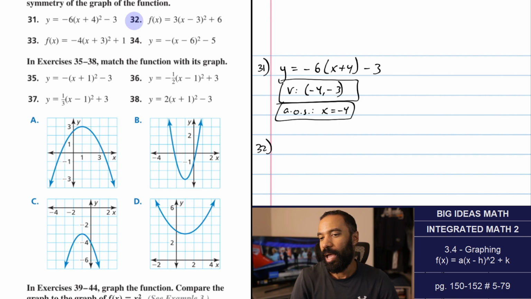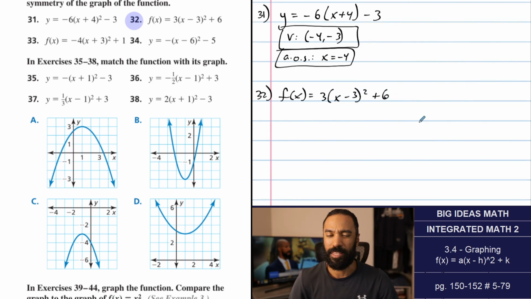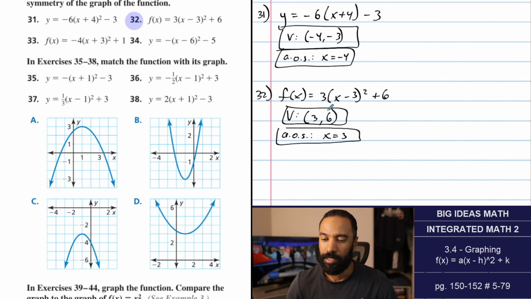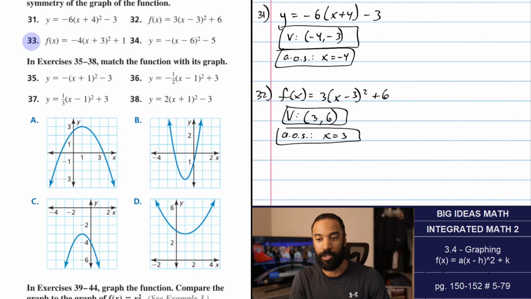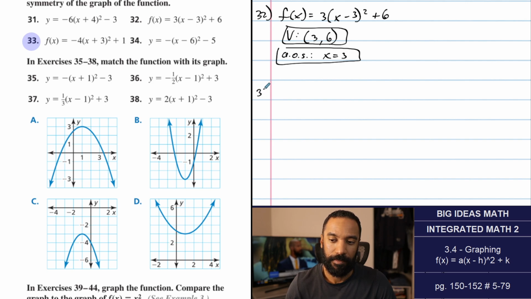Number 32, f of x equals 3 times x minus 3 quantity squared plus 6. Hopefully problems like these do make it go a little bit faster. Vertex is at 3 comma 6, and the axis of symmetry is at x equals 3. Remember, you need the equation. It's not 3. It's definitely not 3 comma 0. It's x equals 3. It's the equation of the line that would make it.